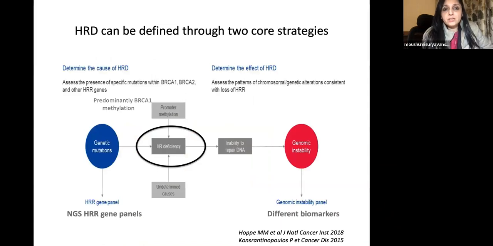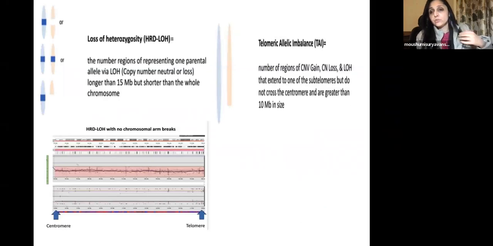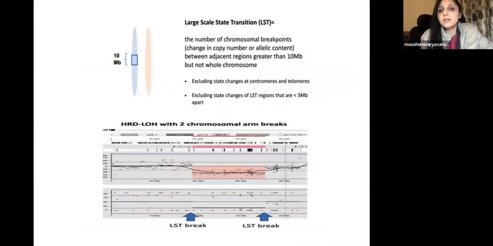So HRD, basically we are trying to know the signature, and what determines the HRD, as I told you, is not only the mutations, but other processes like probably methylation or undetermined causes can lead to this kind of genomic instability, which is due to homologous recombination deficiency. So to know this, there is this HRD score, which is based on the sum of three components. One is the loss of heterozygosity, then the telomeric allelic imbalance, and the third is the large scale state transition.